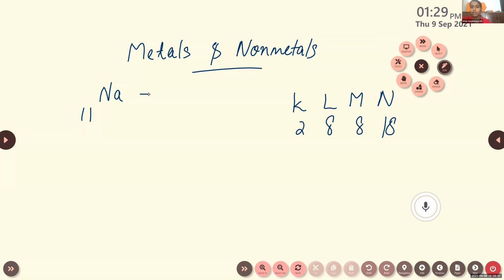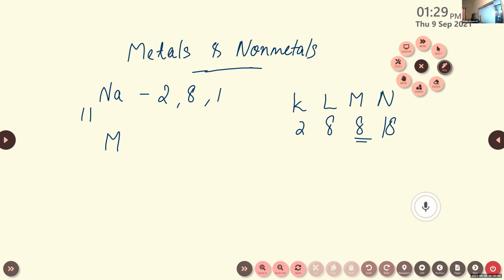Ma'am, 2, 8, 1. Right? So you have to remember, in the M shell, the maximum capacity is 8. Here only 1 electron is there. That means the outermost shell is not completely filled. When we are comparing it with noble gases or inert gases, they have a completely filled configuration.